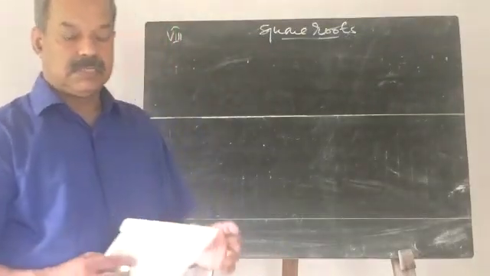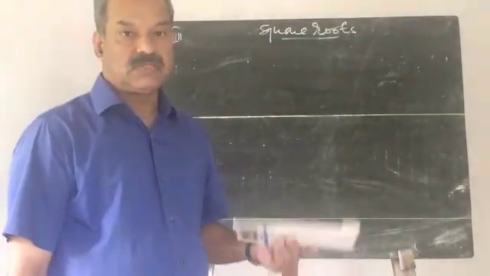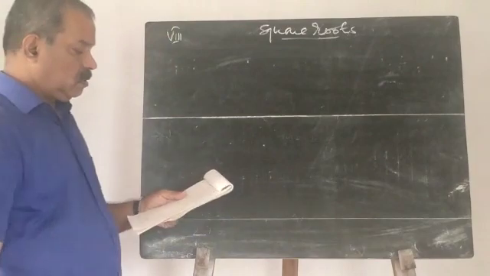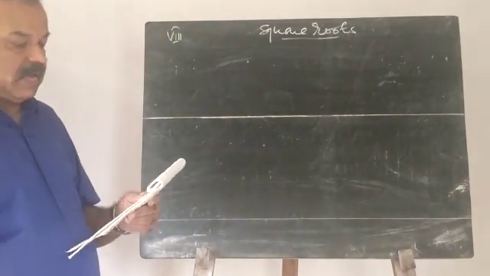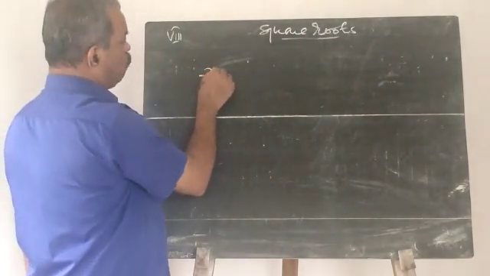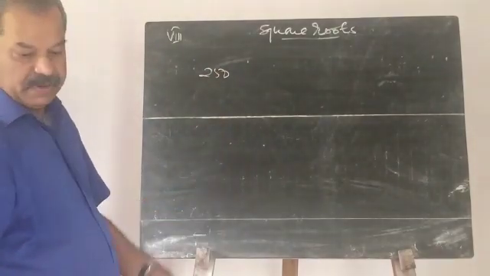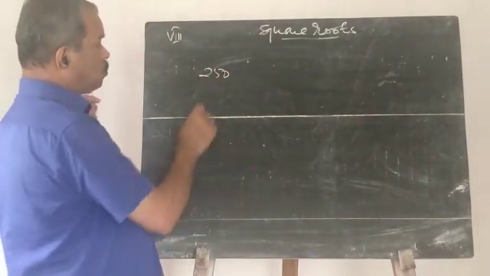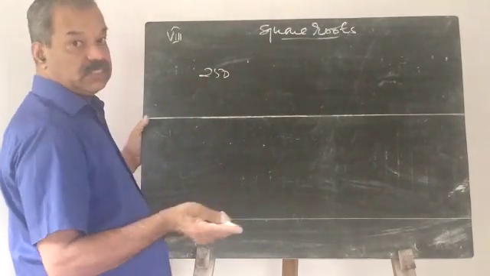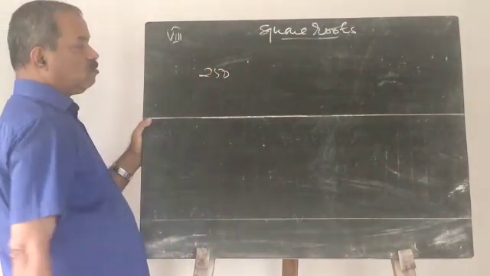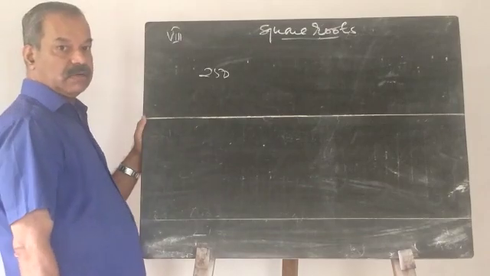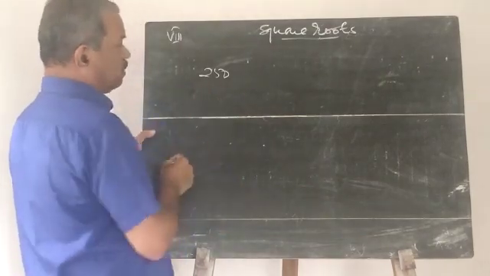Now, dear children, let us consider some more questions on square roots. For example, find the number that must be added to 250 to get a perfect square. Let us check whether it is a perfect square or not.